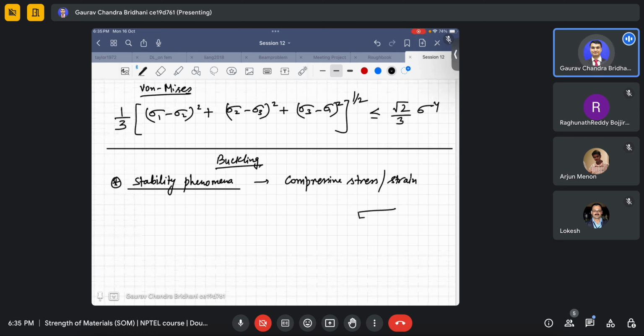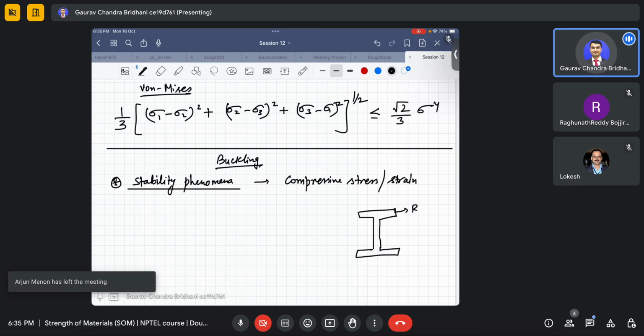So suppose beams are made of sections like these. We see that all the bending moment is taken by the flanges. However, the shear is taken by the web. So this web takes the shear.